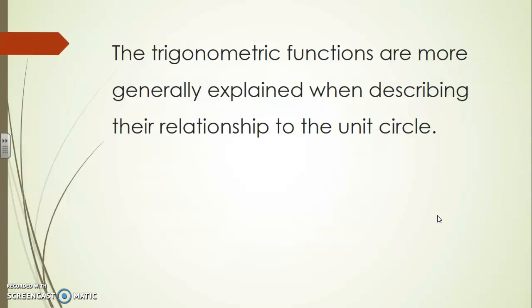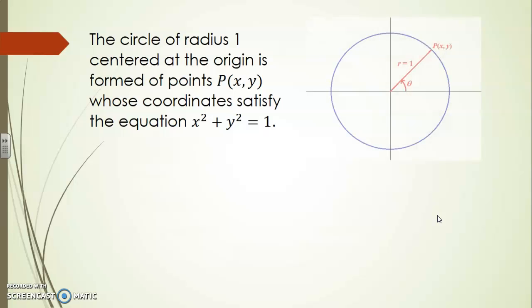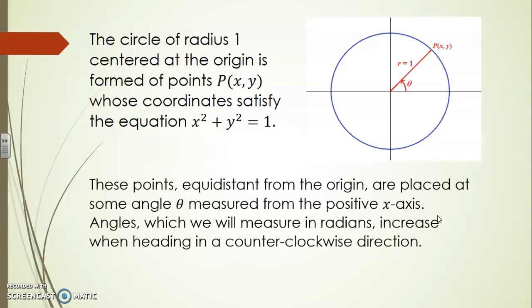The trigonometric functions are more generally explained by describing their relationship to the unit circle. If you recall from the previous video, the circle of radius 1 centered at the origin is formed of all points whose coordinates satisfy the equation x squared plus y squared equals 1. That's the unit circle. These points are all equidistant from the origin and are placed at an angle theta measured from the positive x-axis, as shown in the illustration.